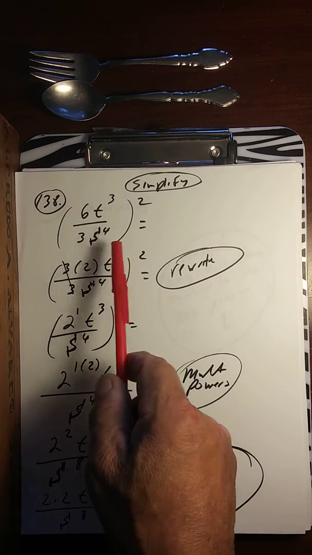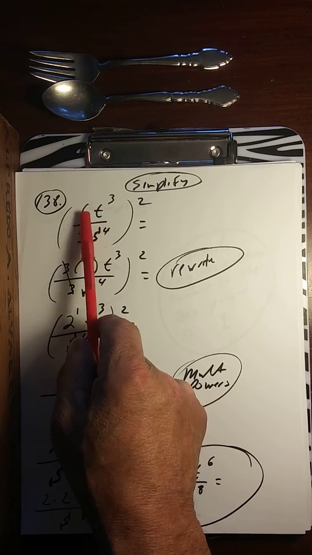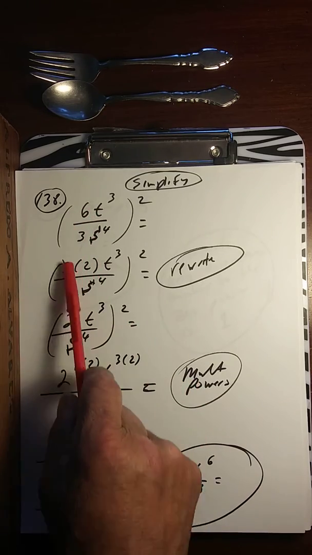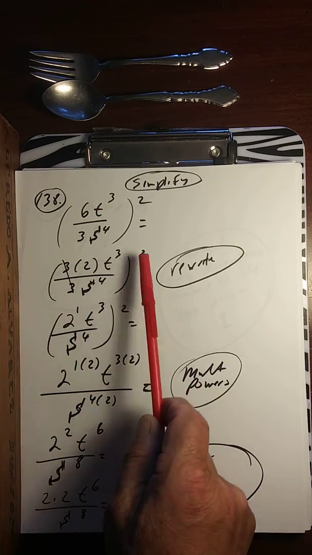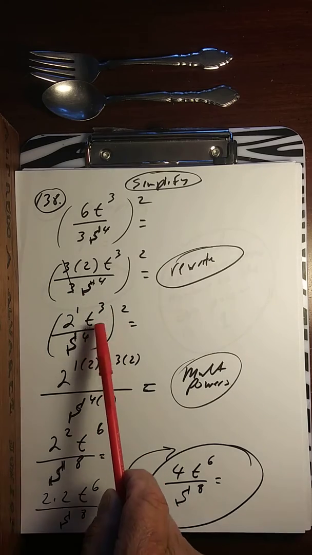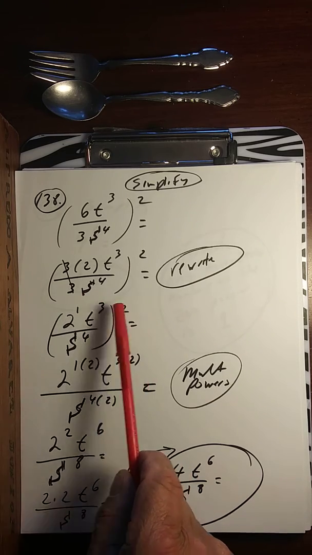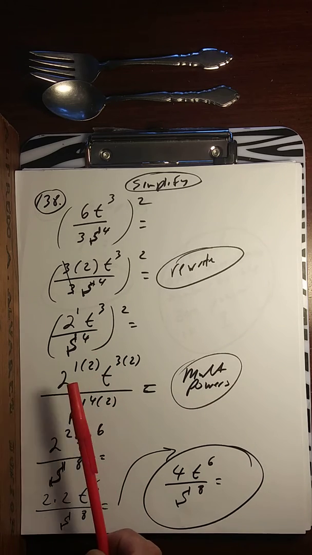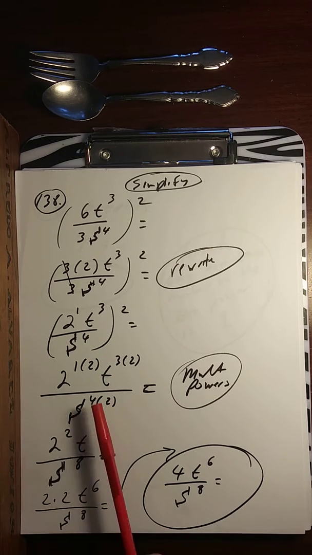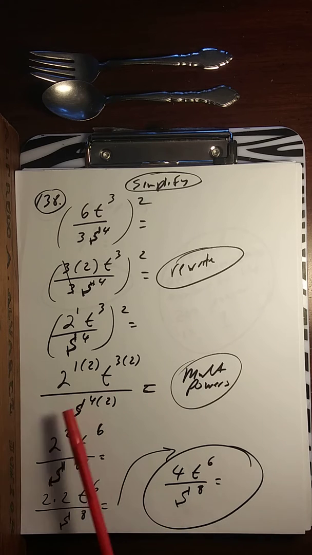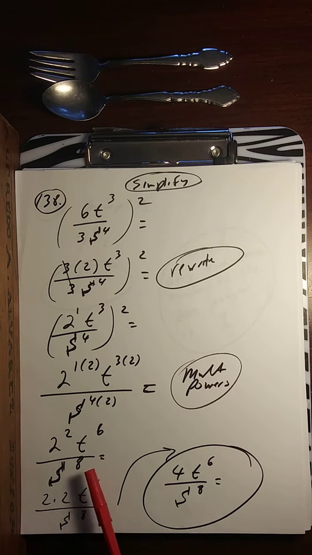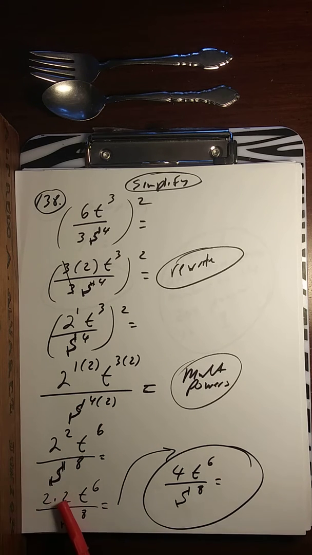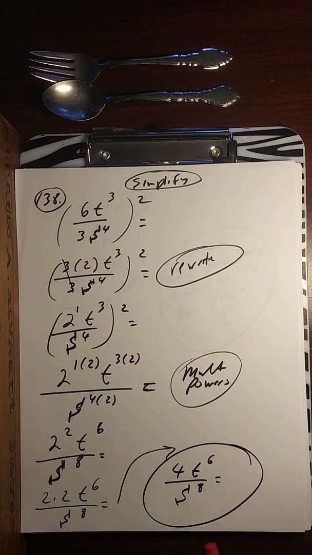So now this one. Factor this out first. 3 times 2 is 6, so I know these are gone. But now let's rewrite it and put a 1 power, and then we multiply everything by 2. 2 times that, 2 times that, 2 times that. All the powers by 2. Multiply. So now this is going to be 2 to the 2, and t to the 6, and s to the 8th. Now 2 to the 2 means 2 times 2, and that really means 4t^6 over s^8.